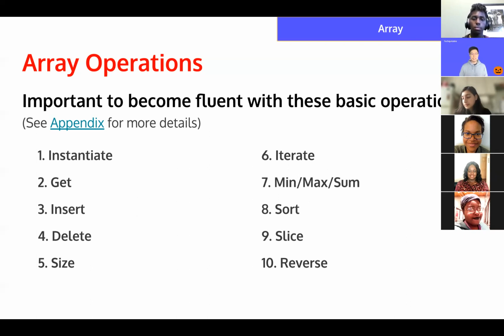Nine, slicing. This is to get a subsection of the array. Let's say instead of from the beginning to the end, you want the elements between the second index and the fifth index, for example. And then lastly, reversing the array, right? So there are a lot of these operations besides the ones that you might use day to day, such as creating and iterating through them. So make sure that you know how to do these things in the language of your choice.